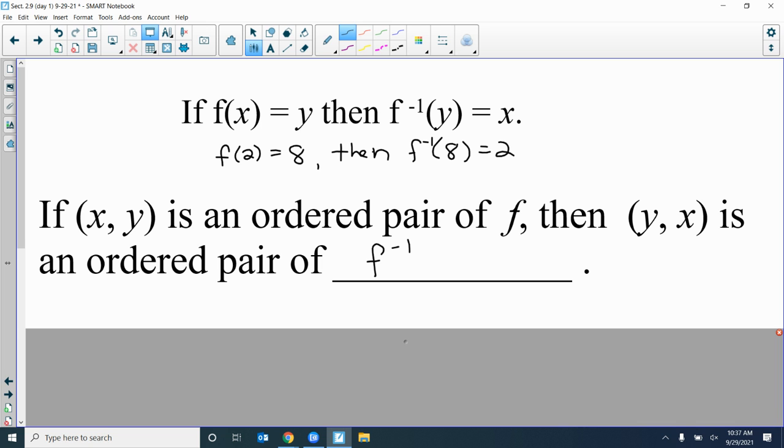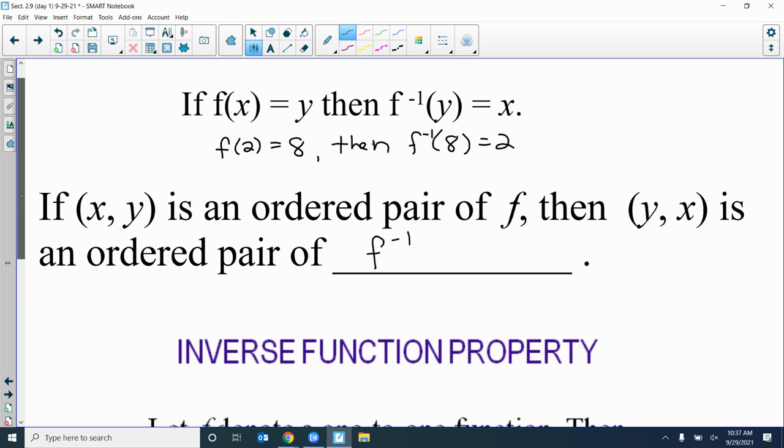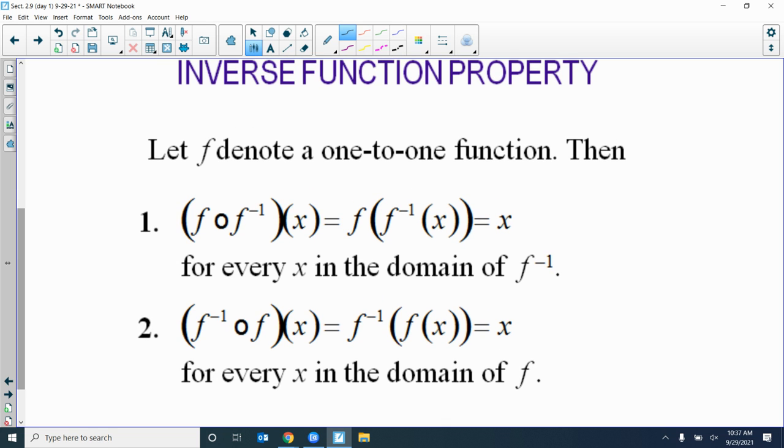Now this leads to something with the composition of functions, which we did earlier. We did f of g of x, and we always got back x. So you see this inverse function property. Let f denote a one-to-one function. Then this is always going to be true. f of f inverse of x, this is the definition of it, will always equal x for every x in the domain of f inverse. And then f inverse of f of x is also going to equal x for every x in the domain of f. Okay. All right, once you get that down, flip it over.